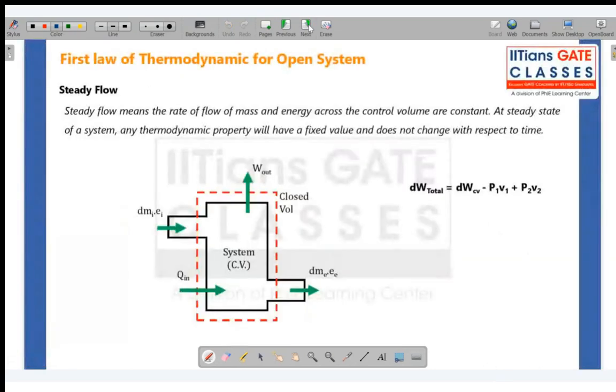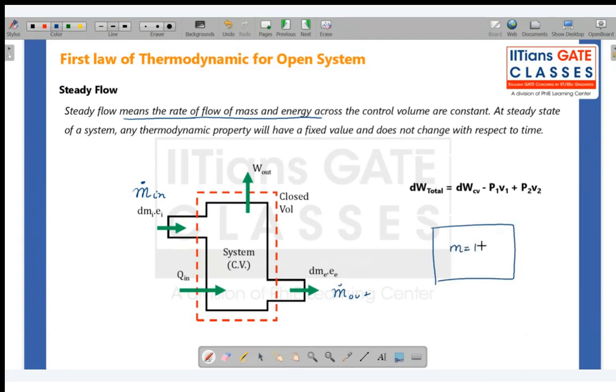Now let's start with steady flow. As I said, steady flow means rate of work, rate of flow of mass and energy across the control volume are constant. It is simply telling you that whatever the mass flow rate in is, it is equal to mass flow rate out. Let me explain this, and then I'll rub this.